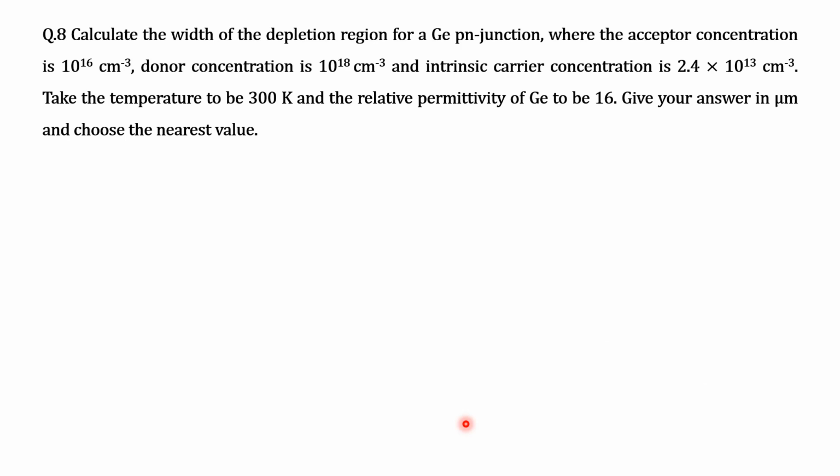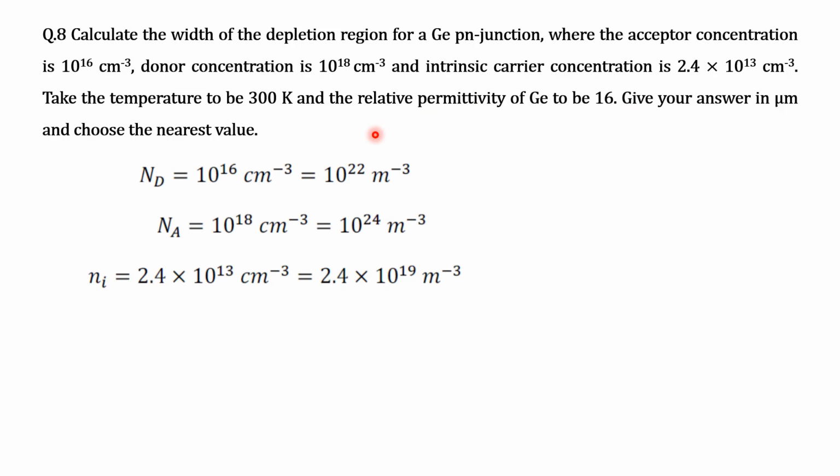And now we'll move on to the eighth question. Calculate the width of the depletion region in a germanium PN junction where the acceptor concentration and the donor concentration are 10 power 16 per centimeter cube and 10 power 18 per centimeter cube respectively, and intrinsic carrier concentration is 2.4 into 10 power 13 per centimeter cube. Take the temperature to be 300 Kelvin and the relative permittivity of germanium to be 16. Give your answer in micrometers and choose the nearest value.